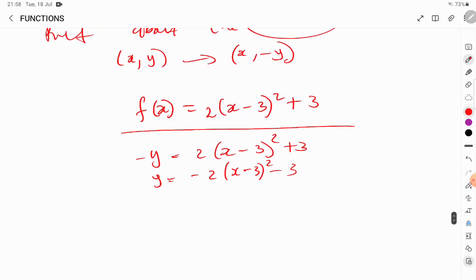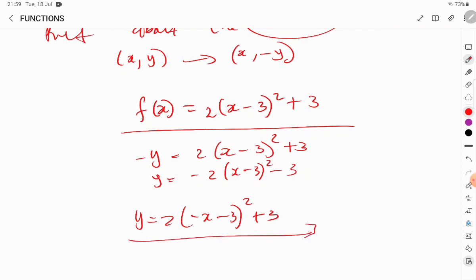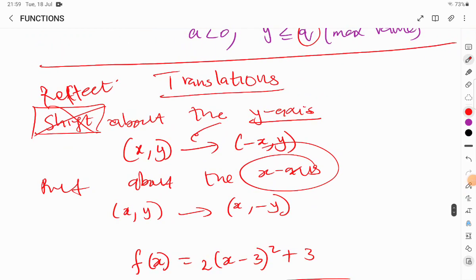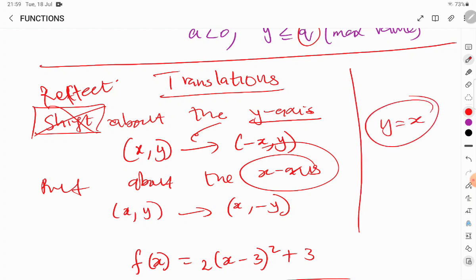Now if you are reflecting this about the y-axis this time around, the first one was about the x-axis, now about the y-axis, this becomes y is equal to 2, and you just put a negative before your x: 2(negative x minus 3) squared plus 3. So that's just it. You've managed to address these reflections. I think this is a good point to stop. We'll talk about other translations like shifting, and one special one where you reflect about the line y is equal to x. That's where we start talking about inverses.